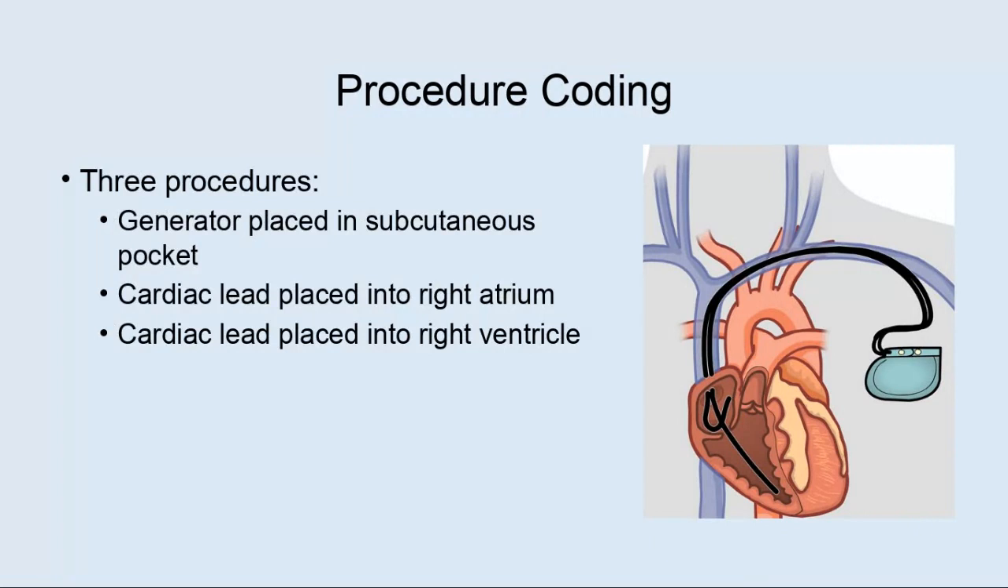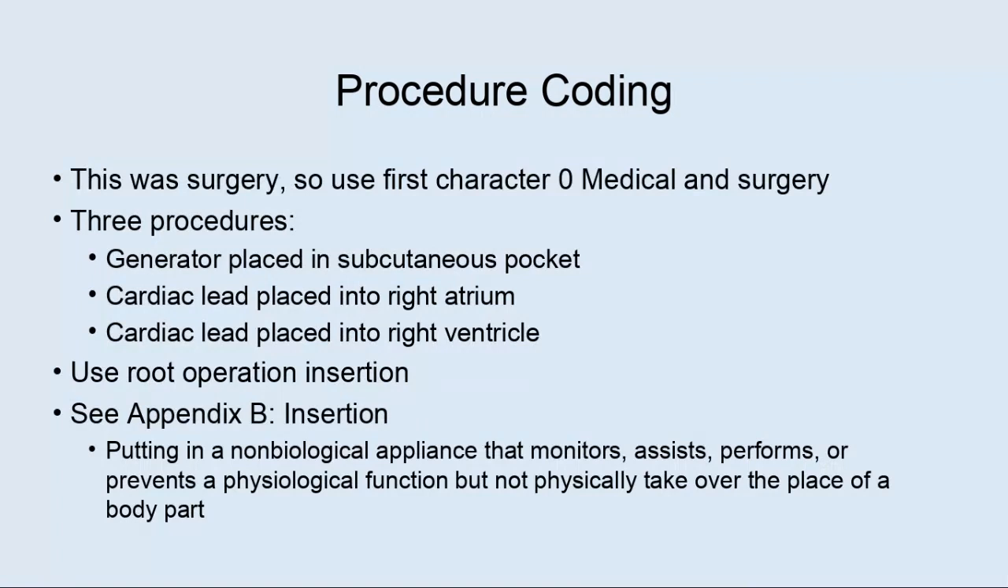Okay, so we have three procedures. Generator placed in subcutaneous pocket, and that's here. Cardiac lead placed into right atrium. Cardiac lead placed into right ventricle. This was surgery, so we know the first digit is automatically a 0. So we did generator placed in subcutaneous pocket, cardiac lead placed in right atrium, cardiac lead placed in right ventricle. So this looks like the root operation insertion.